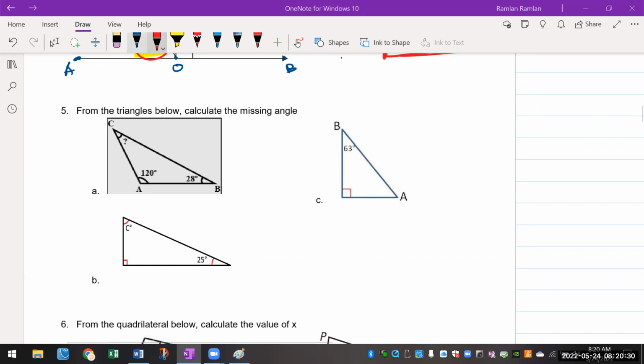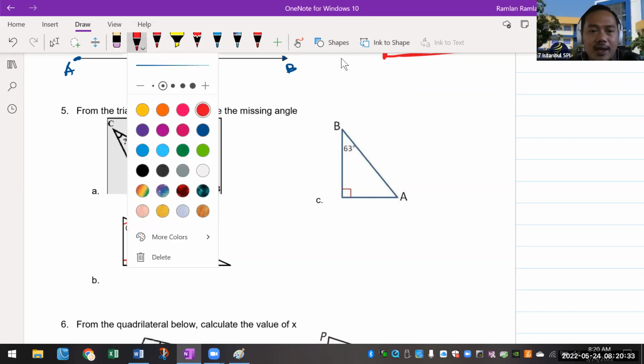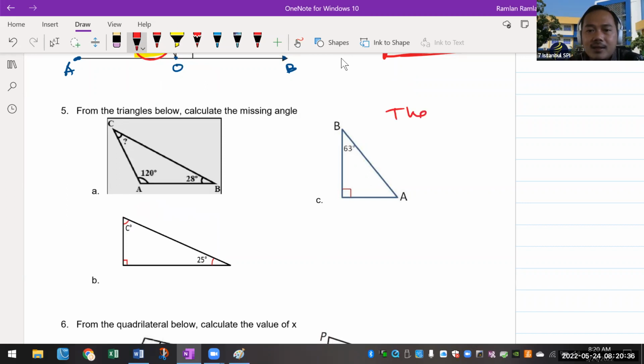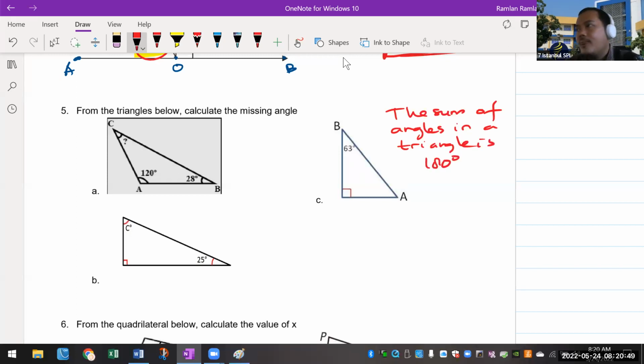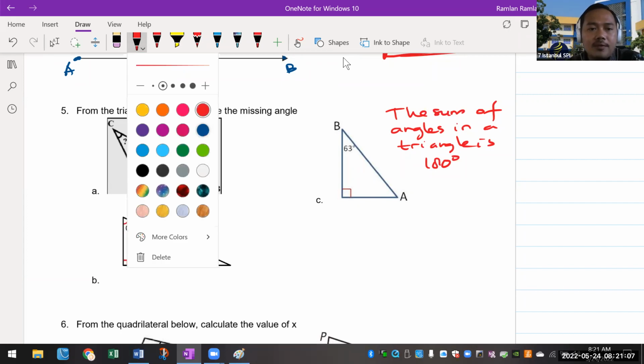Okay, so the theory that we have is that the sum of angles in a triangle is 180 degrees. Okay, so that's the sum of the angles, right? If you add them up, you will have 180, because we know that we have three angles in a triangle. So if you add those three, they'll always be equal to 180 degrees. Okay, let's go to the first question over here, number 5A.